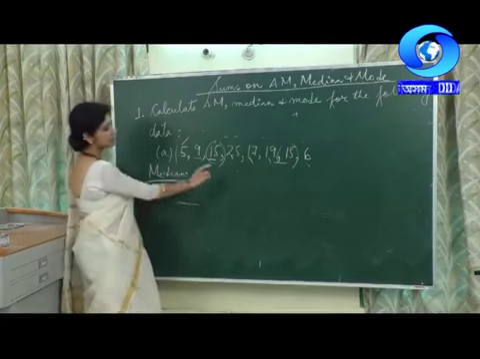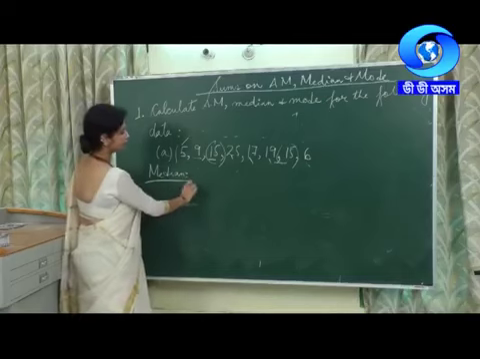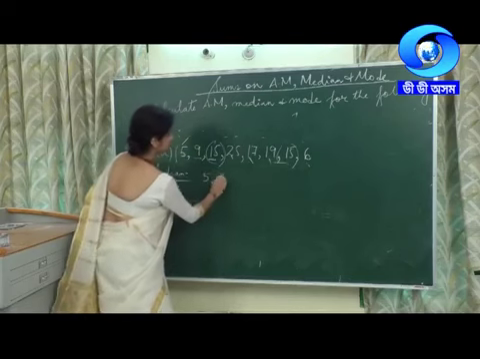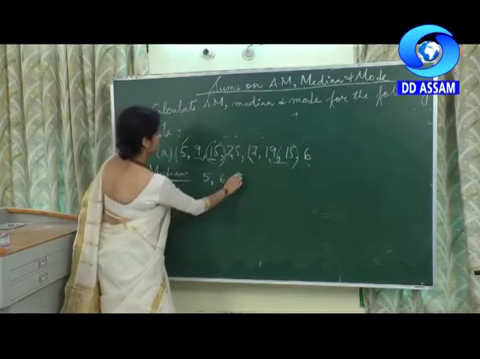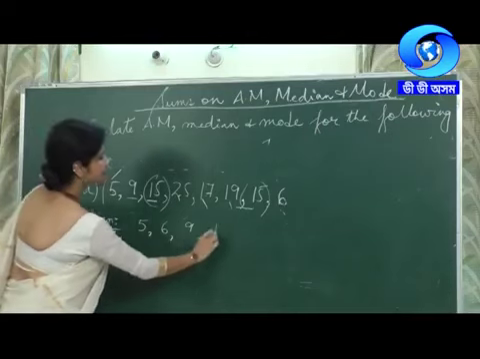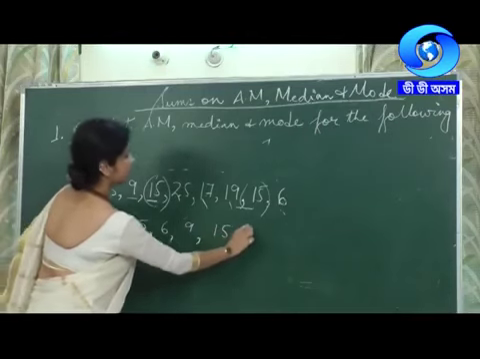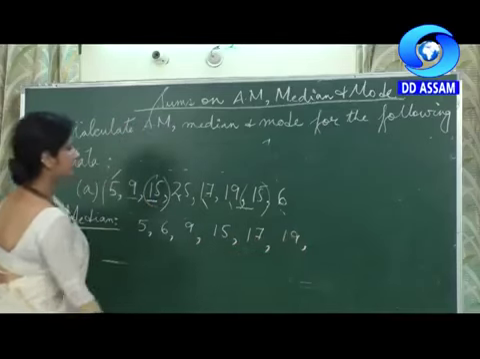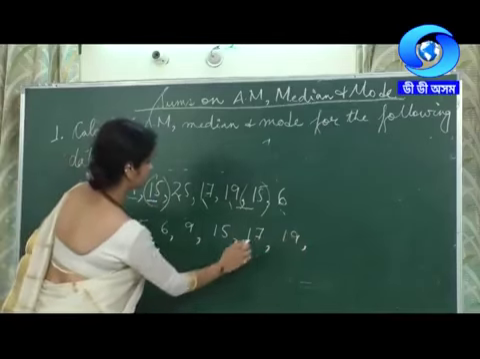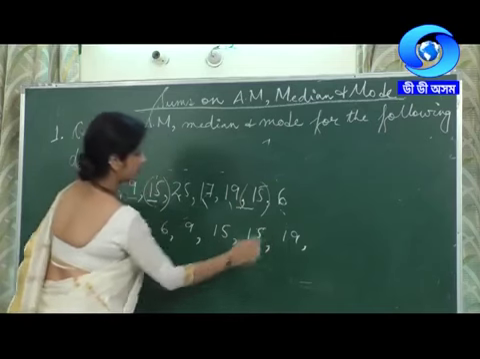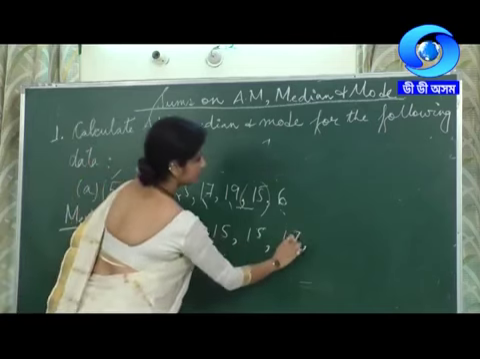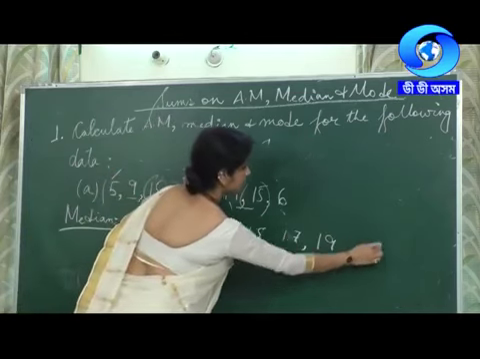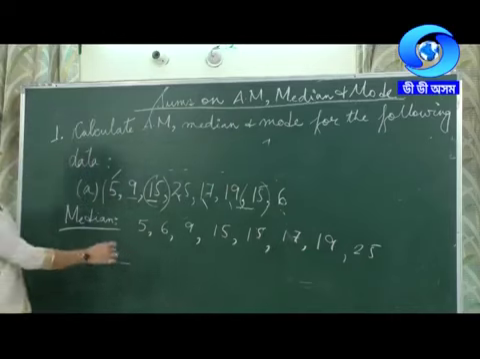Alright, arranging the data in order of magnitude, we have 5, then comes 6, then comes 9, then 15, then 17, then we have 19. 15 occurs twice, so we will write it twice. 15, 15, then 17, 19, and 25. I think we have written all the numbers.